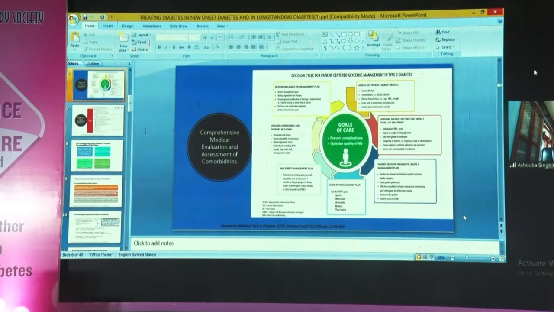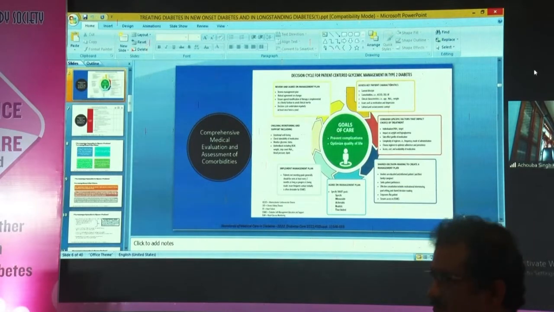Complexity of the disease that I have already looked at too, that the frequency, as the complexity of treatment is more and more, the adherence and the persistence is going to be lower. So we have to have a shared decision making with the patient in making that management plan.